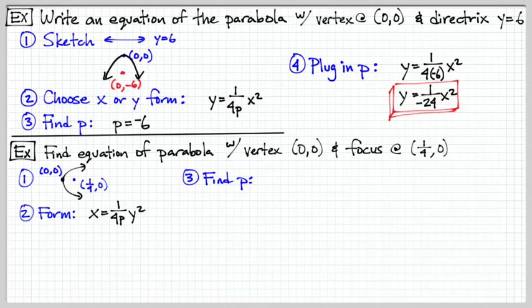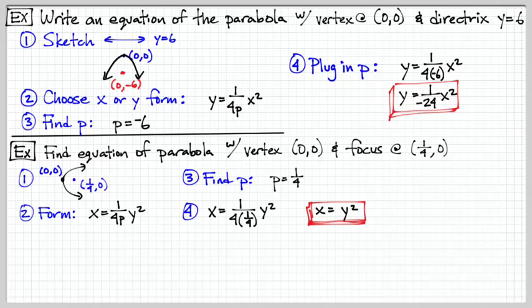Find the value of p. In this case, p is 1/4. The distance from the vertex to the focus point is 1/4. So p is 1/4. We plug this into our equation here, our focus form, and we get x is equal to y squared. That's our answer.